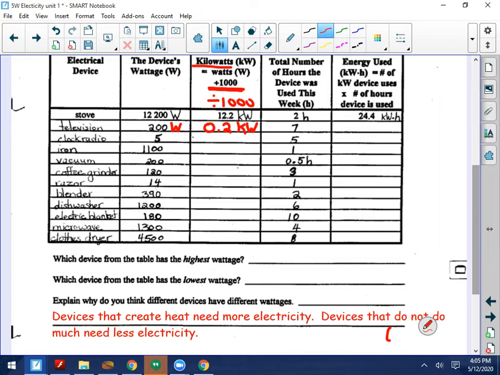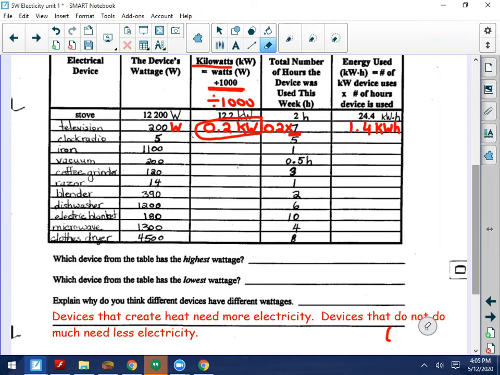To find out how many kilowatt hours it is, you then have to multiply your kilowatts, this number here, by the number of hours that you use the device. So if I've got a television that I've used for 7 hours, it's 0.2 times 7, which is going to be 1.4 kilowatt hours.